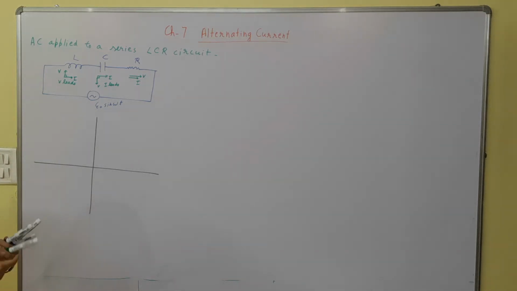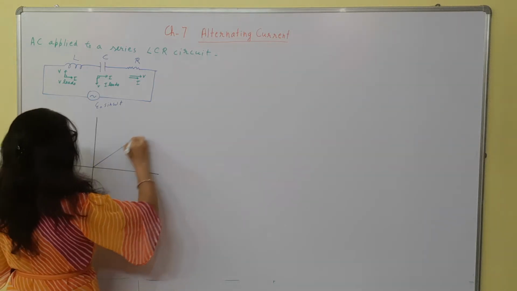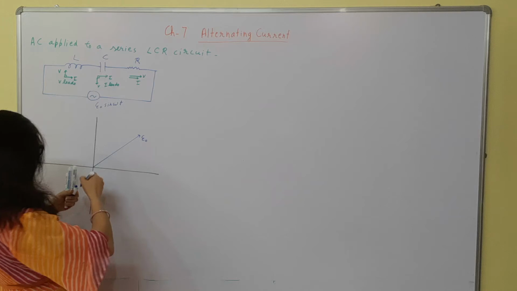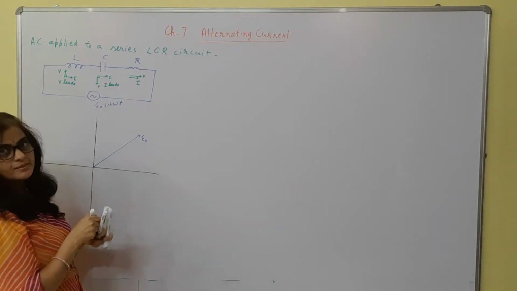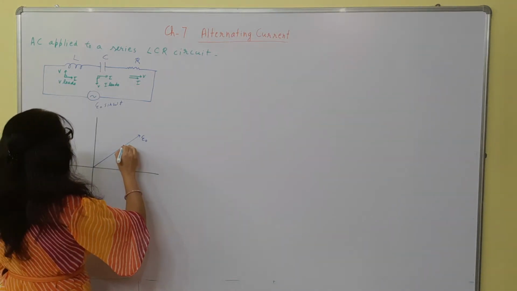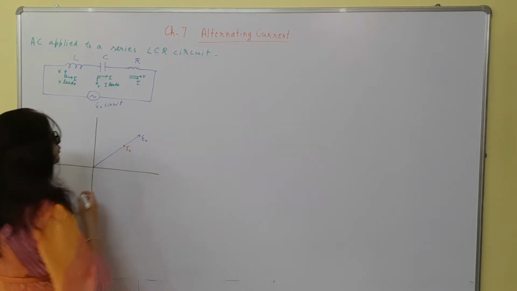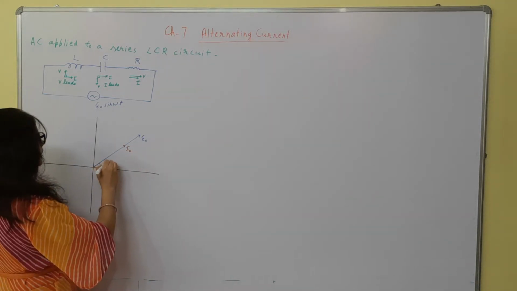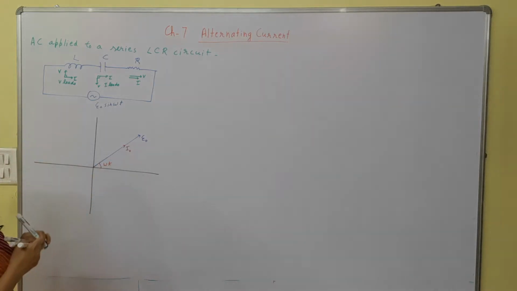Let's first draw for resistor. For a resistor, the voltage and the current are in the same phase. So these are the peak values of voltage and current, and this angle will be omega t.